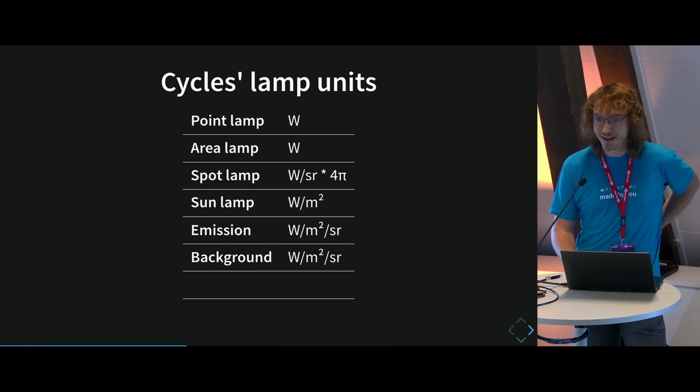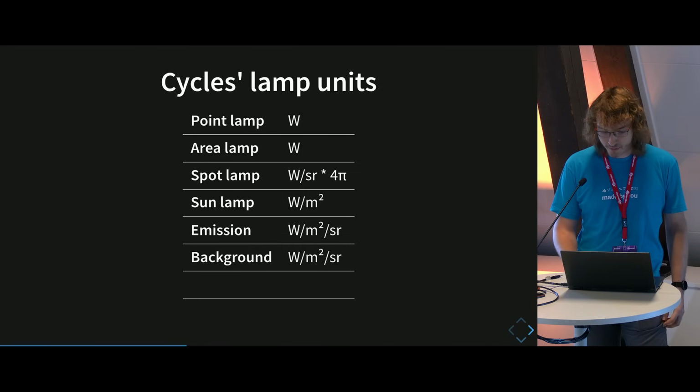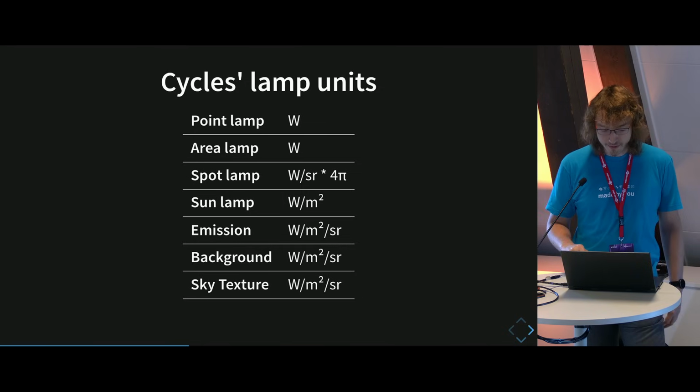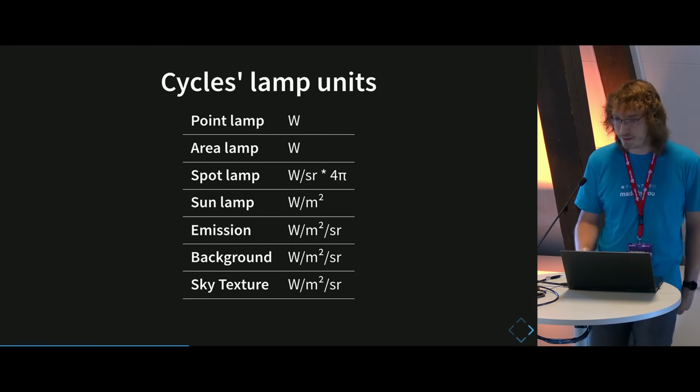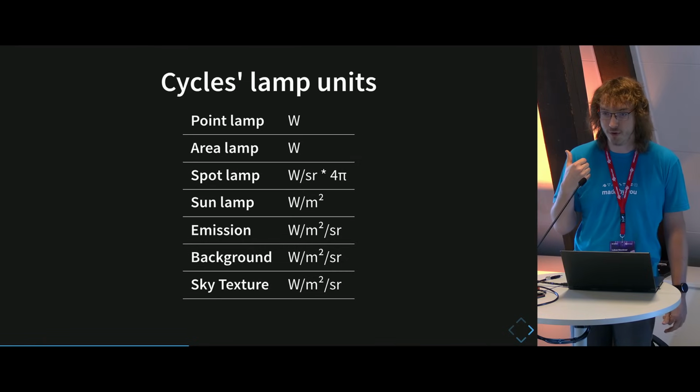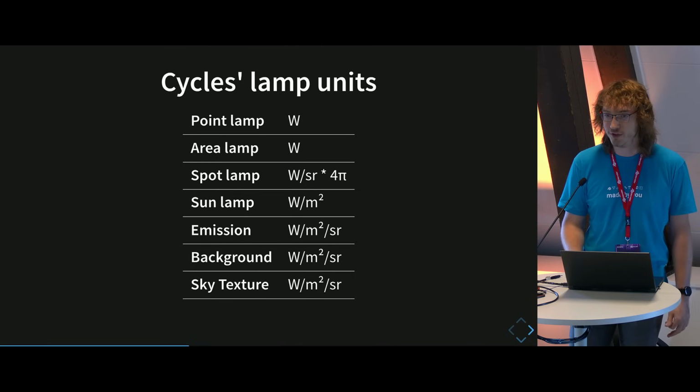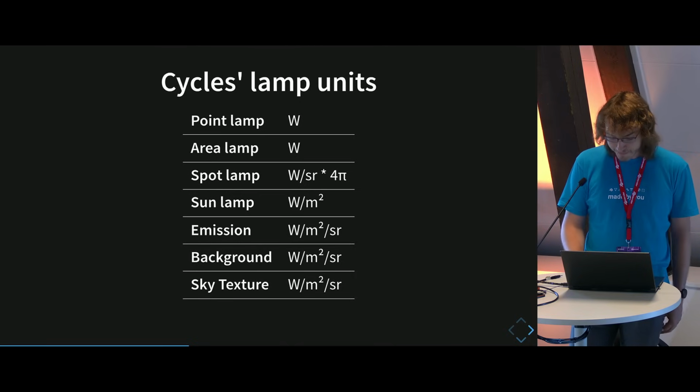Then we have the background texture, which works just like emission. You just directly get your pixel value, so it's also radiance. And conveniently, the sky texture outputs the same. This actually outputs physically correct units, not just some fantasy factor on top, which is why it usually appears way too bright if you put it into the scene and you need to reduce the strength first.